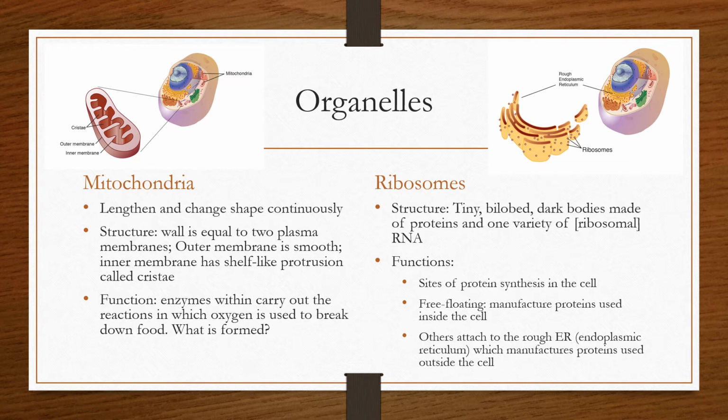What do you think is formed? As foods are broken down, energy is released. This energy escapes as heat, but some is captured and used to form ATP molecules, which we learned about in the last chapter. They create the most ATP and are considered the powerhouse of the cell.